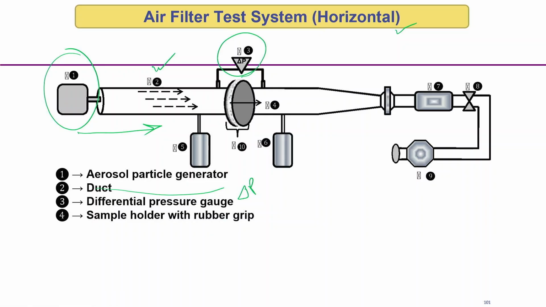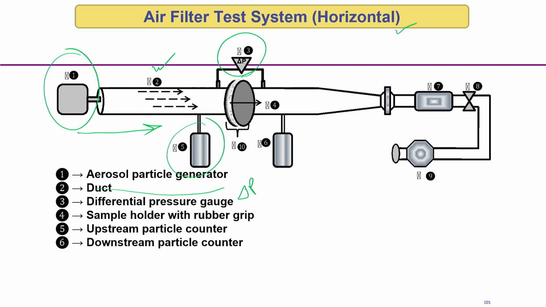Sample holder with rubber grip. This is a sample holder which holds the filter fabric or test sample, and here 5 is the upstream particle counter. This is similar to the earlier instrument which we have discussed based on the particle counter. This instrument also works on the particle counting mechanism. So, the upstream particle counter is there, number 5, and 6 is the downstream particle counter.